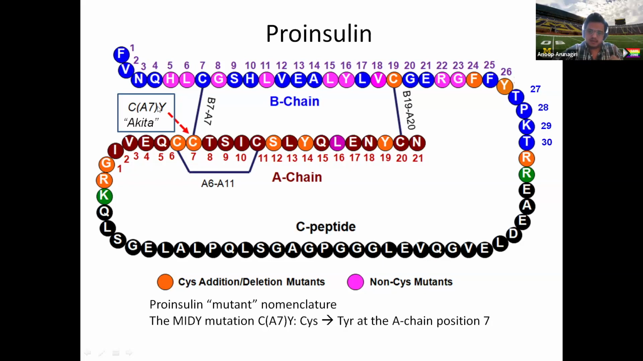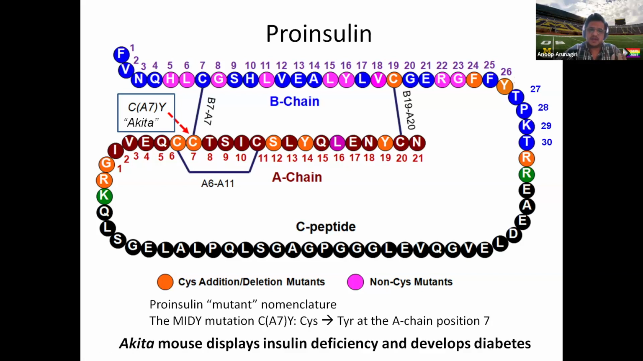What happens here? There is a mouse model called the Akita model, where we observe that it develops insulin-deficient diabetes. So what really happens here? Why do these Akita mice bearing this mutation develop diabetes? We try to address this.